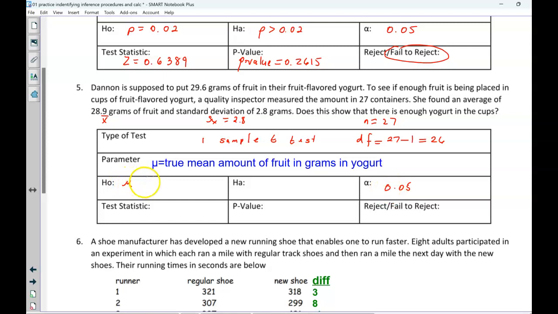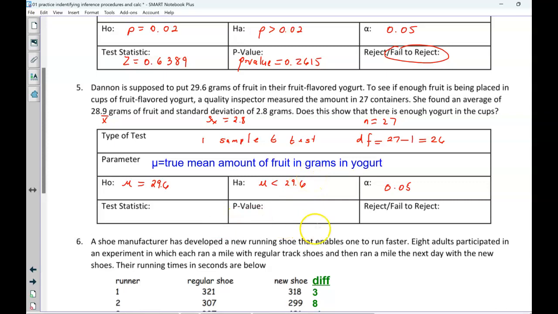For mu, the true mean, H0 is going to be 29.6, because that's what the manufacturer is saying is supposed to be there. But she's suspecting that there's less. So she's a quality control, so she's seeing if there's less.